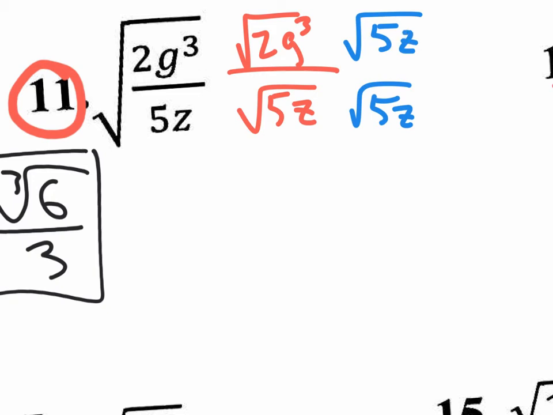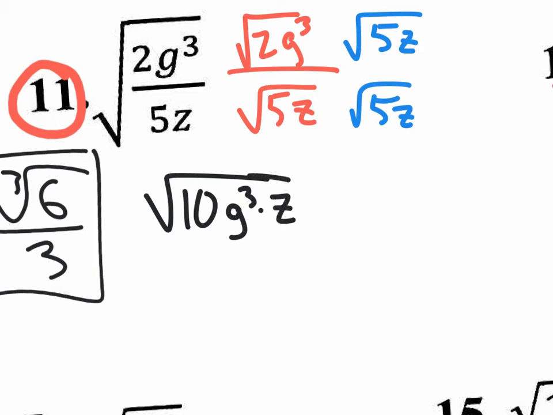So on top, I'm going to end up with 2 times 5 is 10 inside the square root, g to the third times z. And on the bottom, I just end up with 5z. No more square root. Now, it'd be nice if we could leave our answer like that, but there's still something else we could do. Let's take that numerator and split it. If you ignore the 5z because there's nothing to do with 5z, pretend that's the only problem you have. You're going to split the root.